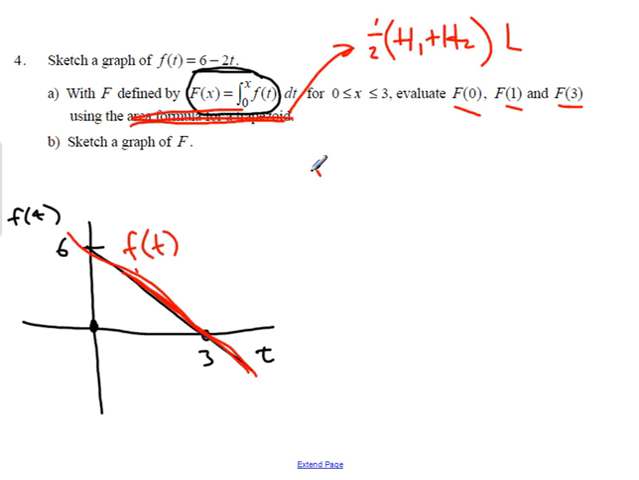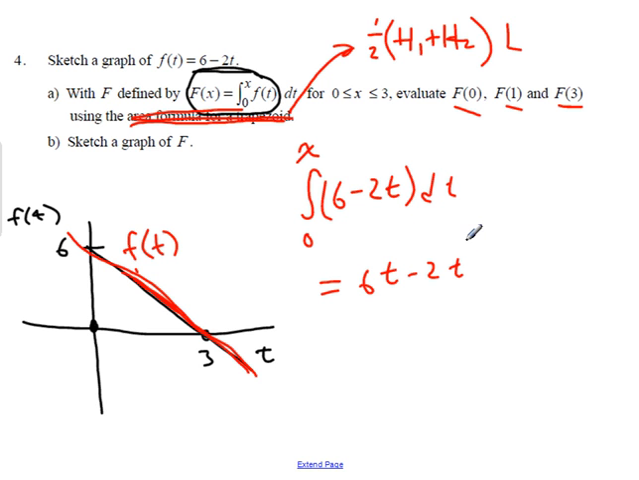So if we integrate 6 minus 2t dt from 0 to x, what I'm going to get, if I look at the right-hand side, the integral of 6 is 6t, and the integral of minus 2t is minus 2t squared, and then divide by 2.